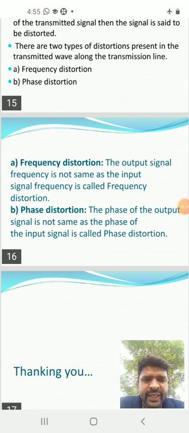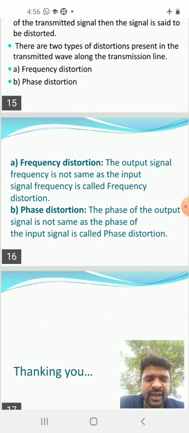When the output signal frequency is not the same as the input signal frequency, it is called frequency distortion. That means in any circuit, if the output frequency is not the same as the input frequency, then the signal is called a frequency distortion signal.